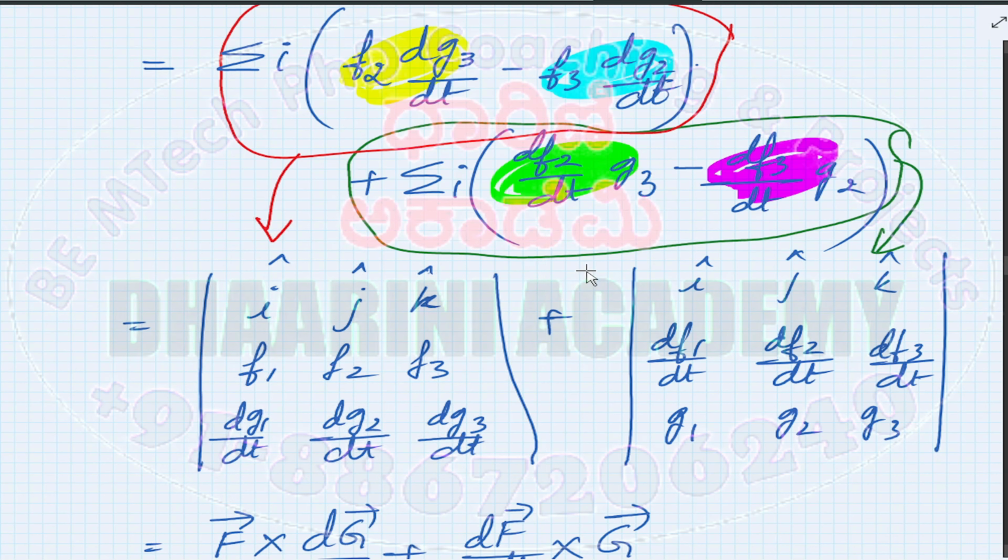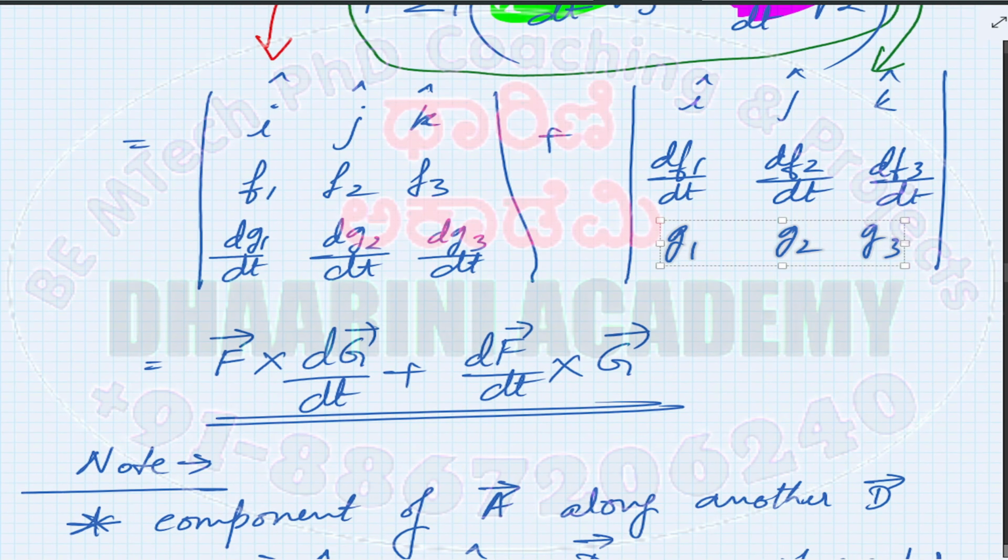Its equivalent on the other side, I have the second determinant coming up as a result of this second summation. I can see that the f functions have been differentiated. So whenever I write the f terms, I should differentiate, you can see here. And whenever we are writing the g functions, they are as it is. So this means it can be represented as f vector into dg by dt, that's the first term, plus df by dt into the g vector. That's the proof.